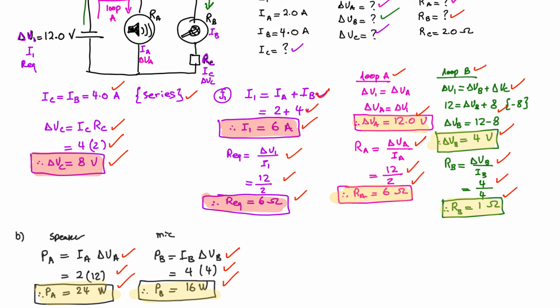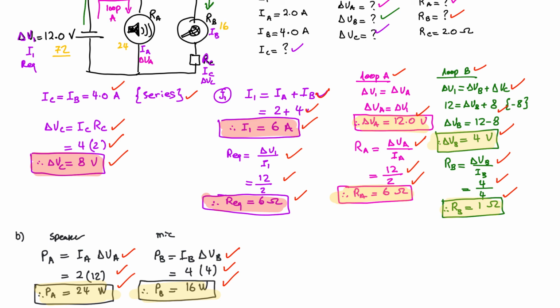The power of the battery is going to equal its current multiplied by the potential difference. Current across the battery was found to be 6. 6 times 12 is going to be 72. You can use your calculator to check. Then I know that the power going through A was 24. We calculated that. We found the power across the mic to be 16.